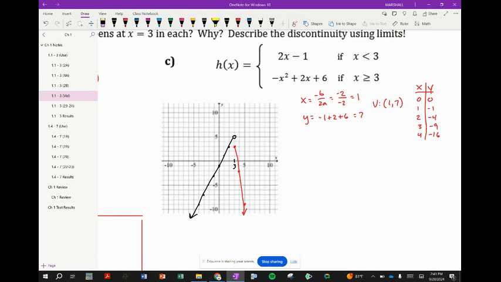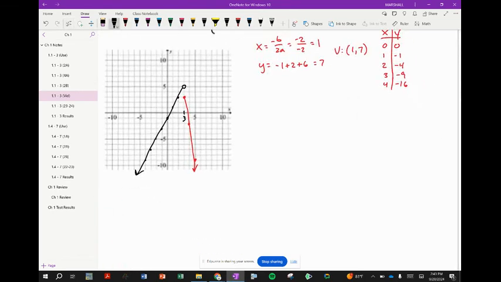All right, now they want us to describe what is happening at 3 in this function. So I'm going to do the limit as we approach 3. I'm going to come from the left first. As we come from the left, this limit is approaching, or the y values are approaching the value of 5. As I come from the right, I'm going to make that the same color as my graph. As we approach 3 from the right, those values are approaching not 5 this time, but that value right there of 3.